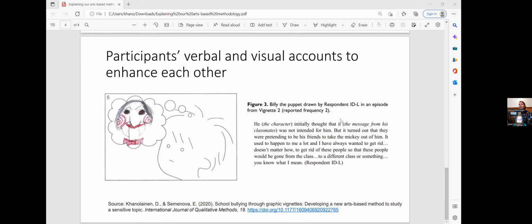Yes, definitely. And when dealing with sensitive research topics, what is important is to allow some distance, because it's very difficult for some participants to just immediately start talking about their negative experiences.